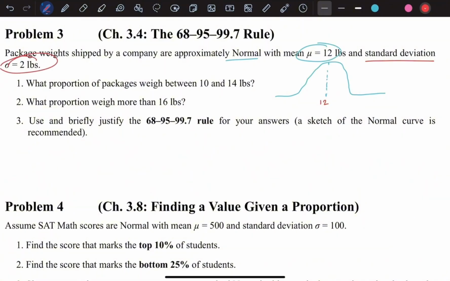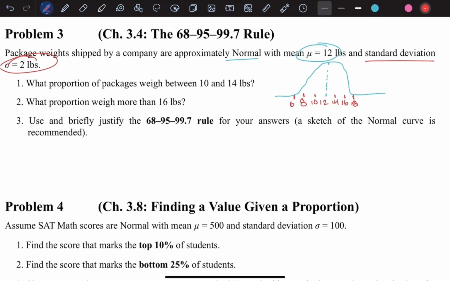That means to the right, add 2, 14. To the right again, add 2, 16. To the left, subtract 2, and we'll go 2 standard deviations, and we'll go 3. And this is 6 over here.